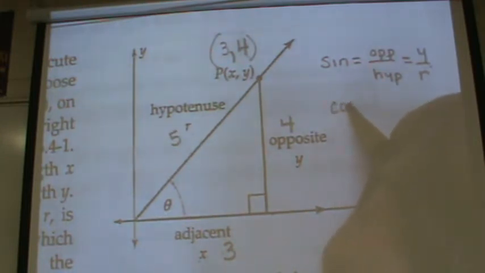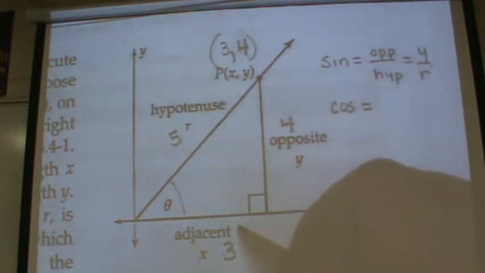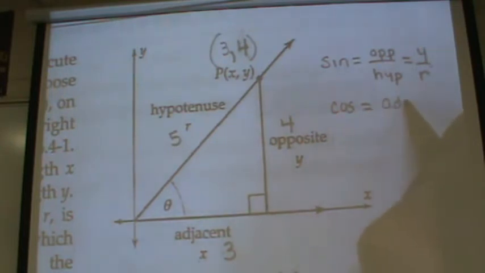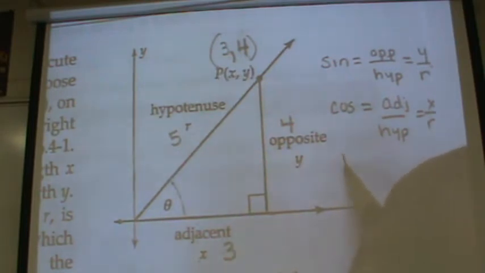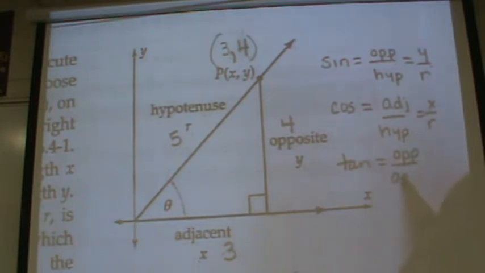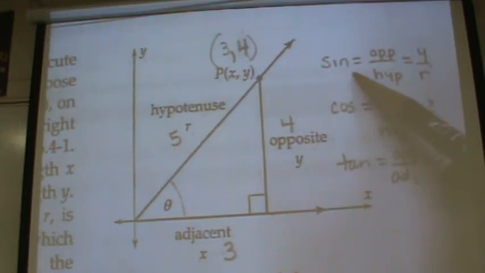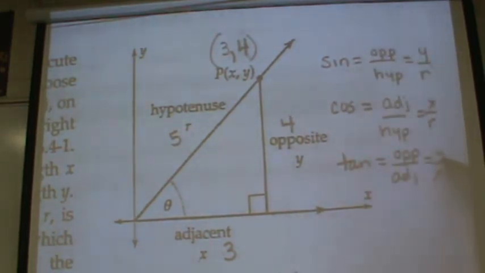If I said cosine, the cosine of this angle, we would use the words adjacent over hypotenuse, but instead of adjacent you can use x, the x value over the r. So the x value here is 3, so 3/5, and tangent is equal to the side opposite over the adjacent. Well, instead of saying opposite over adjacent, you could say y over x. And likewise, the cosecant would be r over y, secant would be r over x, and cotangent would be x over y.